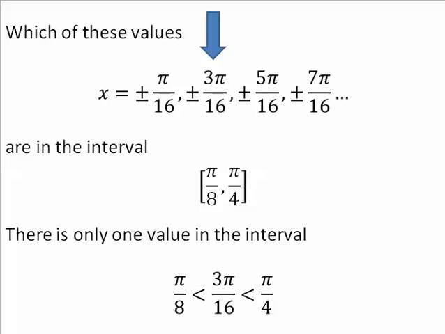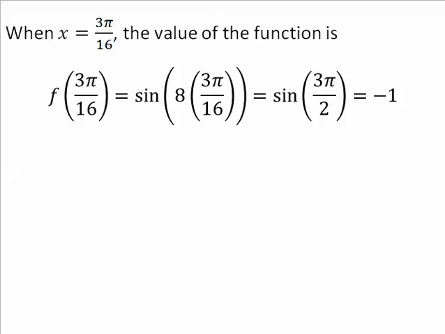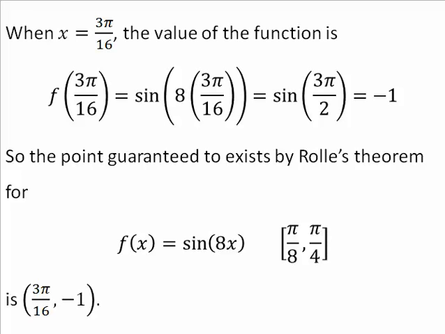And what would be the height of the function at that point? Well, when x equals 3 pi over 16, f of 3 pi over 16 is equal to -1. So the point guaranteed to exist by Rolle's theorem is 3 pi over 16, comma, -1.